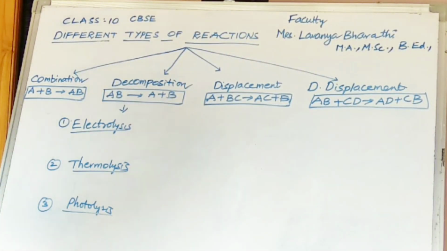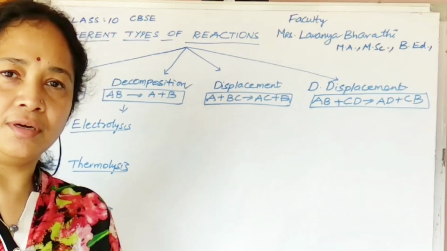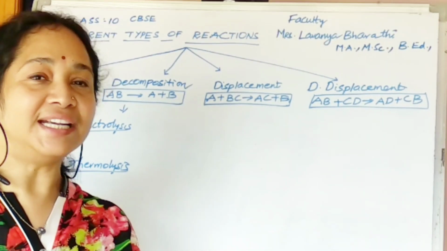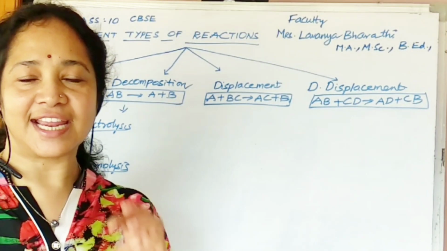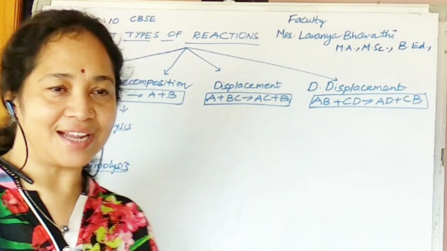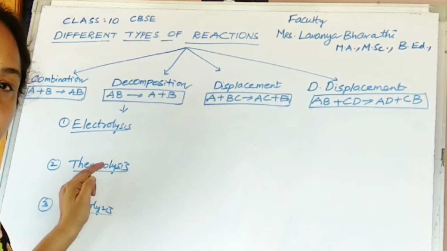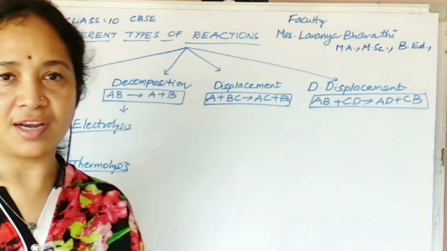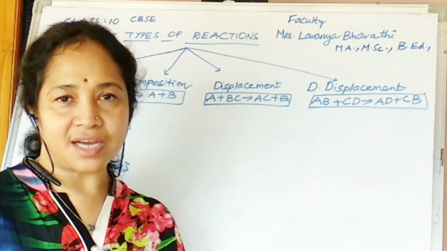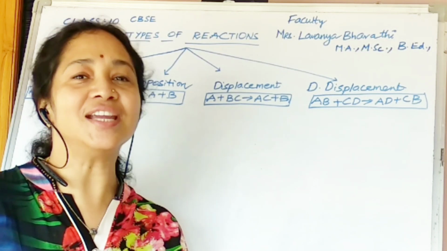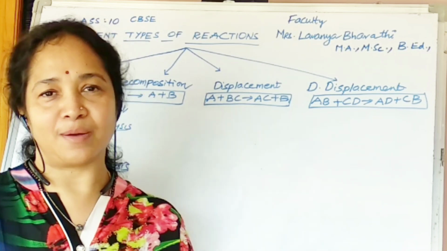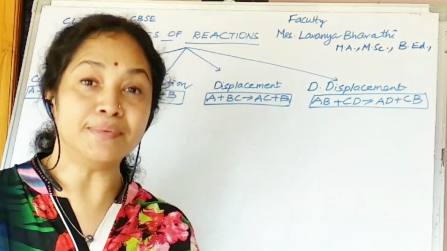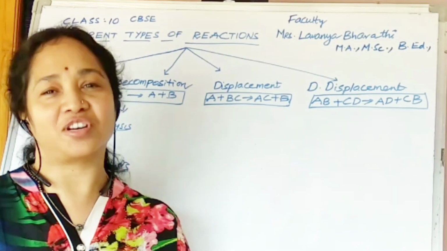So here, the second type of reaction we focus on is the chemical decomposition reaction. The chemical decomposition reaction is again categorized into 3 types. They are electrolysis, thermolysis and photolysis. Electrolysis is done with the help of electric current, so a big molecule splits into simpler molecules. The best example is the splitting of the water molecule.